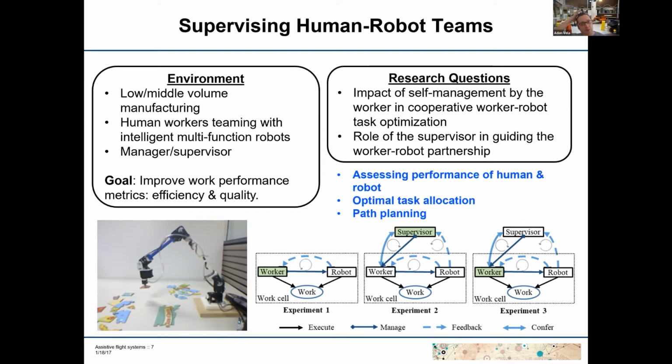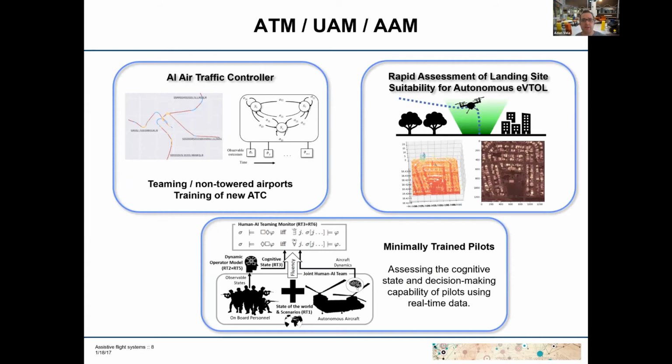And so one of the fundamental questions is, can a supervisor accurately assess the work contributions between a human worker and a robot worker, right? And then how do we provide feedback? So that's a super interesting project.